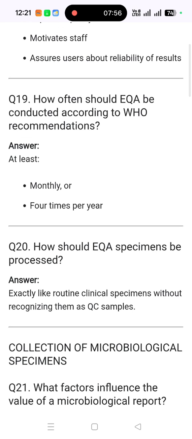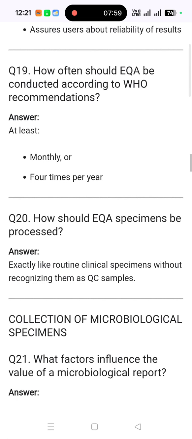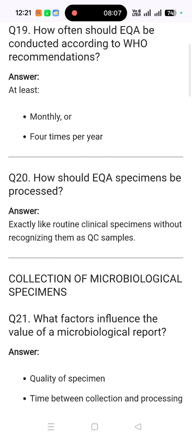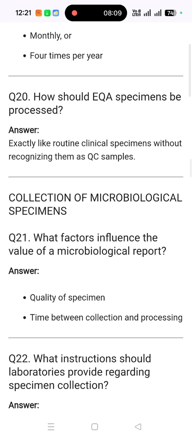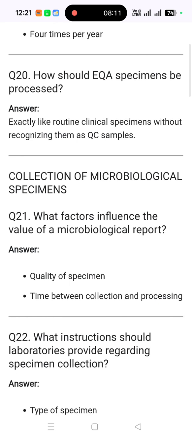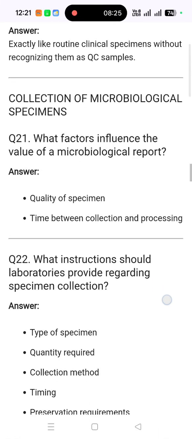So how often should EQA be conducted according to WHO recommendations? Monthly, 4 times per year. So at least monthly or 4 times per year, that is what is happening with us. How should EQA specimen be processed? Exactly like routine clinical specimens, without recognizing them as QC samples. You should not treat them in a different way. So this is one of the important things.